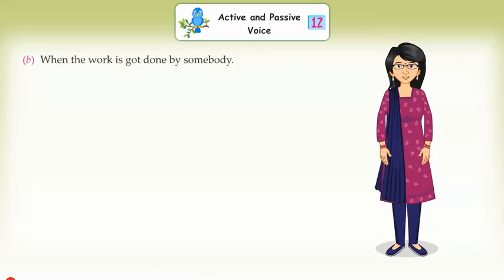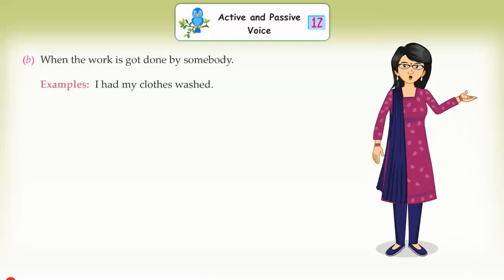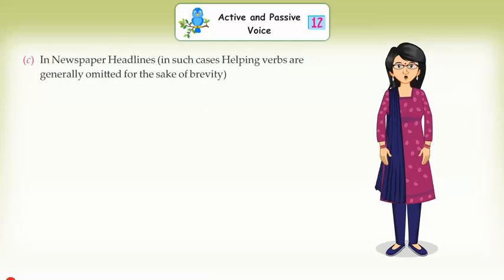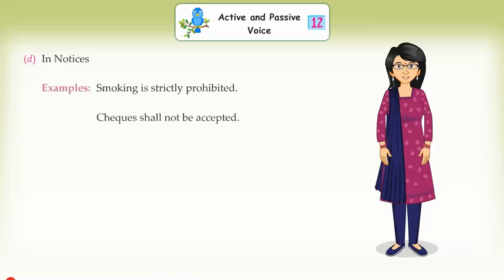B. When the work is got done by somebody. Examples: I had my clothes washed. We had our house swept clean. C. In newspaper headlines, in such cases, helping verbs are generally omitted for the sake of brevity. Examples: Brave children honored. Petrol prices hiked. D. In notices. Examples: Smoking is strictly prohibited. Checks shall not be accepted.